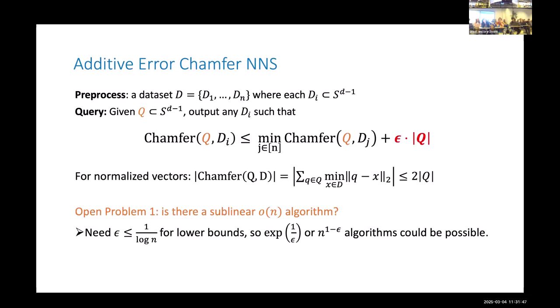And in fact, I expect algorithms of this form to exist. The reason I think that they need to be n to the 1 minus epsilon is because you are, at the very least, solving 1 plus epsilon approximate nearest neighbor search in the regime that the points have a constant size.